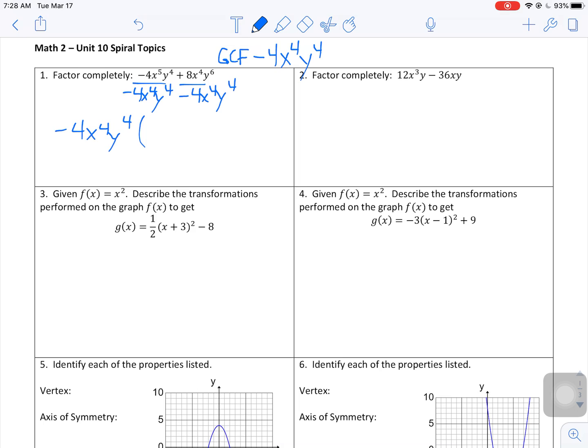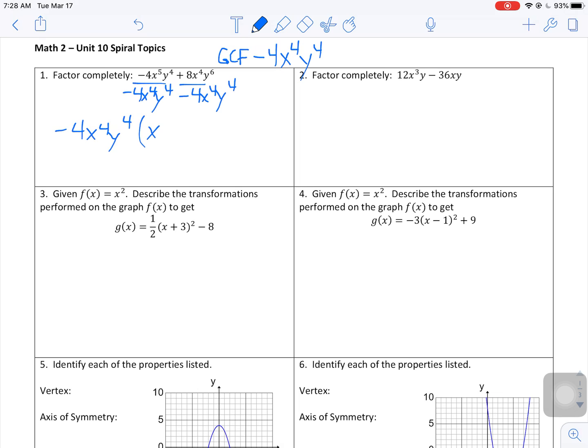So negative 4 divided by negative 4 cancels out to 1. X to the 5th divided by x to the 4th. When you're dividing like bases, subtract the exponents. So 5 minus 4 would be x to the invisible 1, but I don't usually write that invisible 1 in the final answer. Y to the 4th divided by y to the 4th. 4 minus 4 is 0. Anything to the 0 power is 1. So y to the 4th divided by itself cancels out to the number 1.